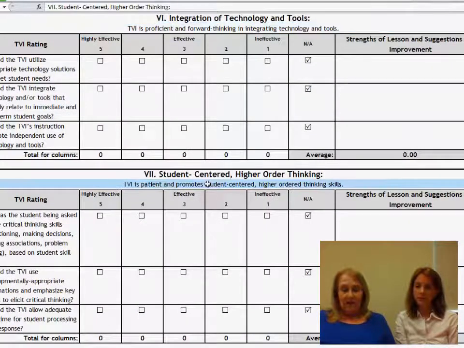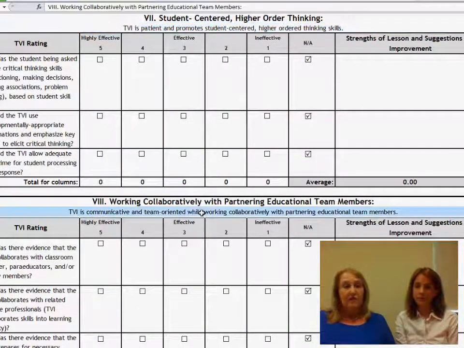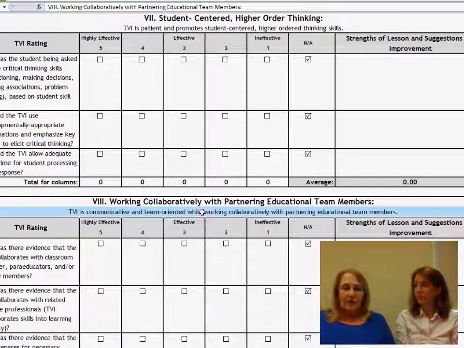And the eighth instructional area is working collaboratively with partnering educational team members. If you think about some of these topics, they're not that different than what most other teachers would do in general or special education. We still want good time use, to communicate for student understanding. A lot of those items and skill areas would be similar.